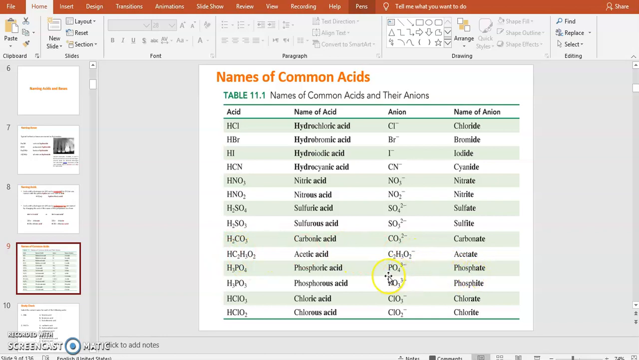Phosphate, phosphoric acid. When it turns the phosphate into phosphite, losing one oxygen, it will be phosphorous acid. Chlorate, when you have all three oxygen, chloric acid. When you have chlorite, missing one oxygen, chlorous acid. So this is naming the acids.